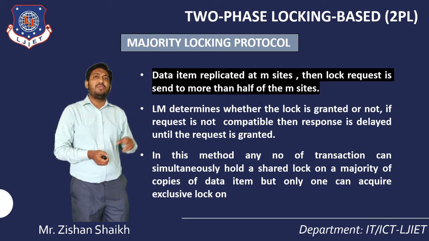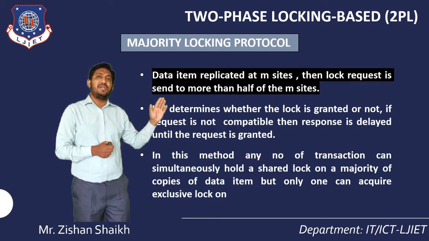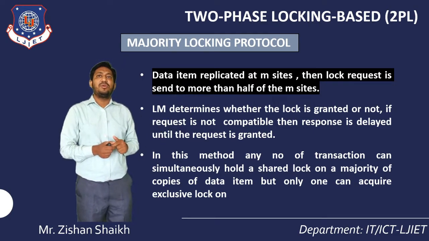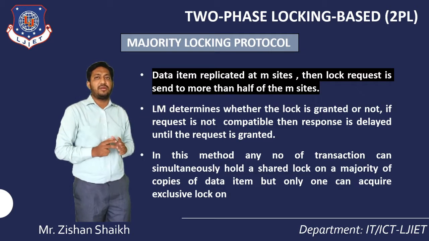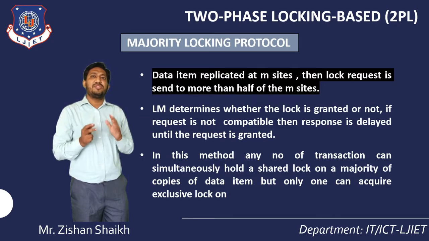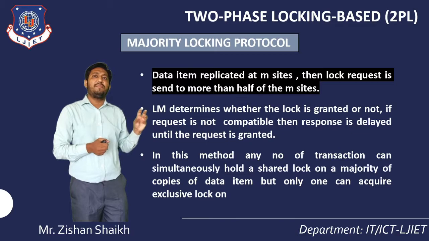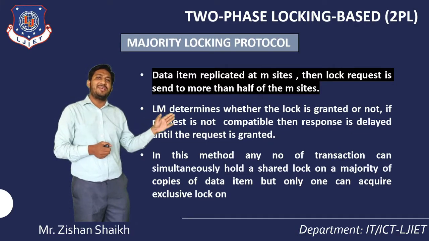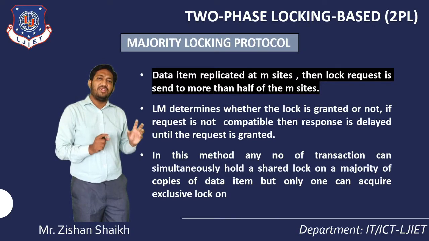In the majority locking protocol, if a data item is replicated at M sites, the lock request is sent to more than half of the M sites. So we do not need responses from all M sites; we use only the majority of sites. Majority means half plus something, so we take the consent of the majority of the sites. From that, our lock manager determines whether the lock is granted or not. If the request is not compatible with the existing lock, the response is delayed; otherwise the request is granted.